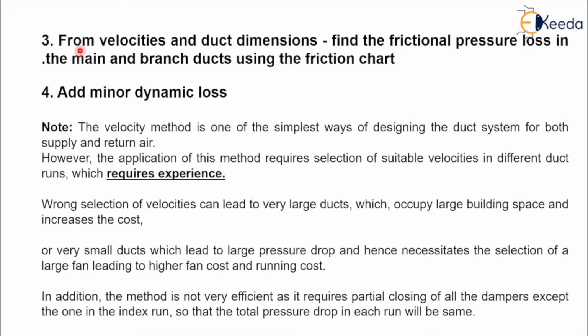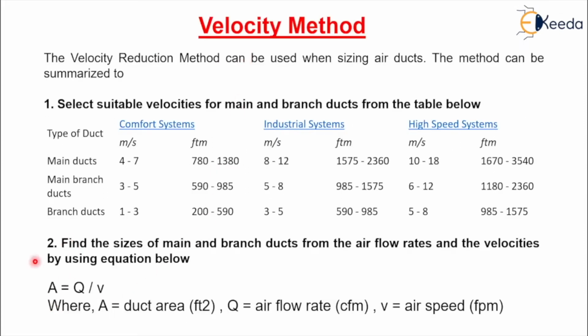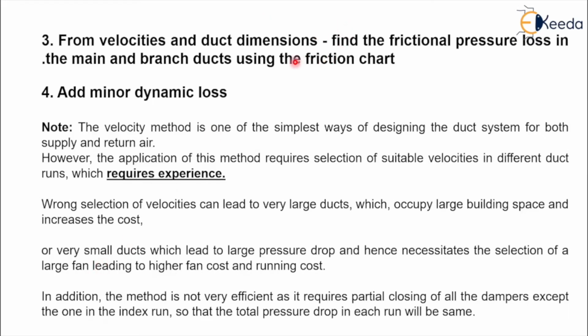Now from the velocity which we have selected and the duct dimension which we have calculated in step number 2, find the frictional pressure loss in the main duct and branch duct using the friction chart. Let's see.